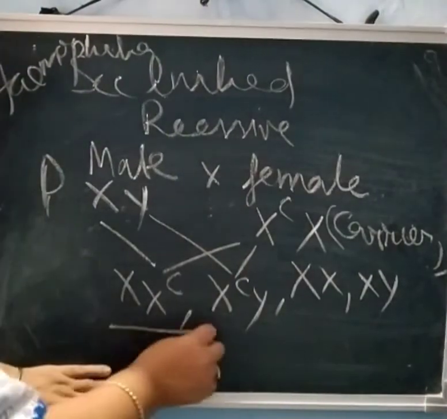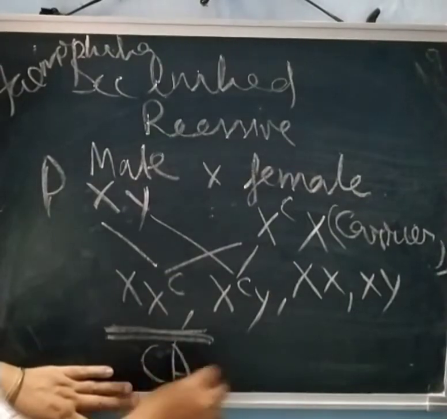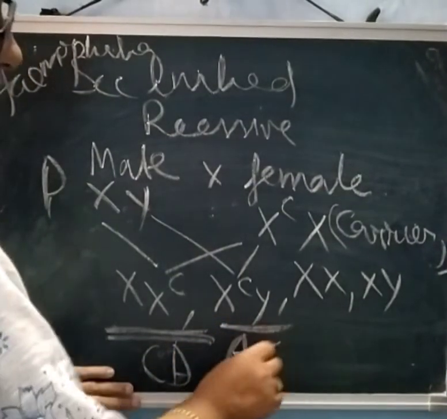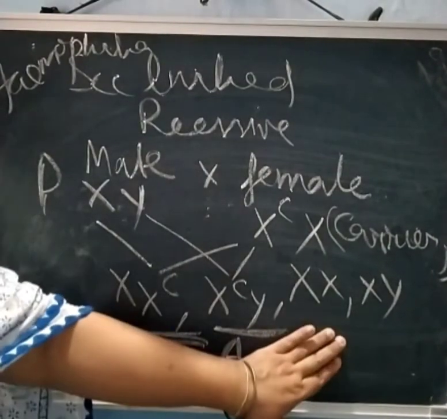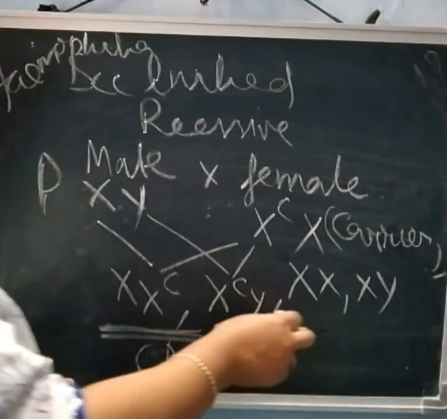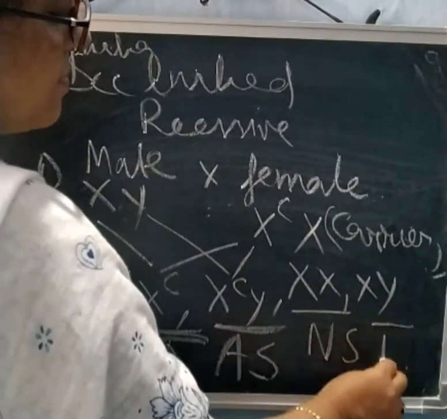But what is the production? Again, a carrier daughter will develop, but an affected son will develop. And the rest two, so 50% affected son and 50% normal son. So there is the possibility of 50% of disease.